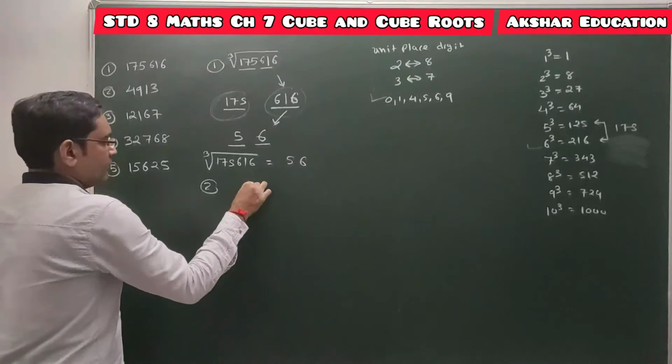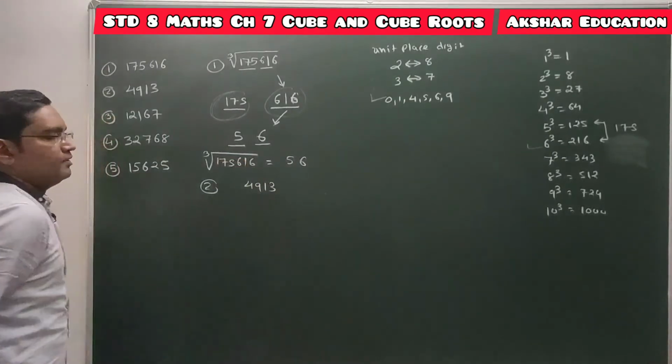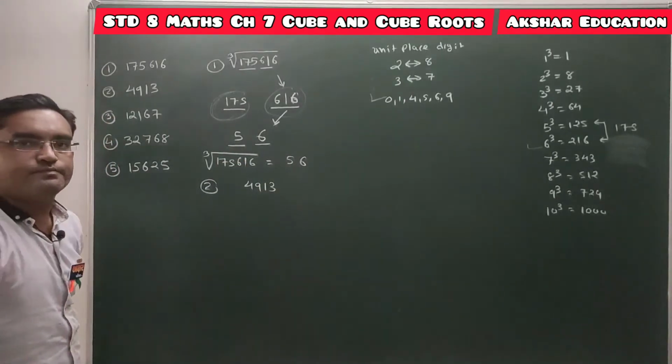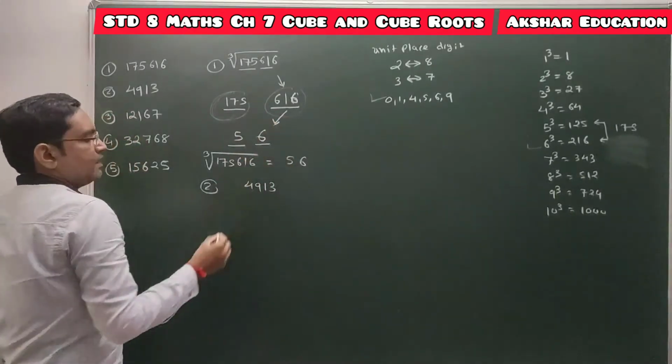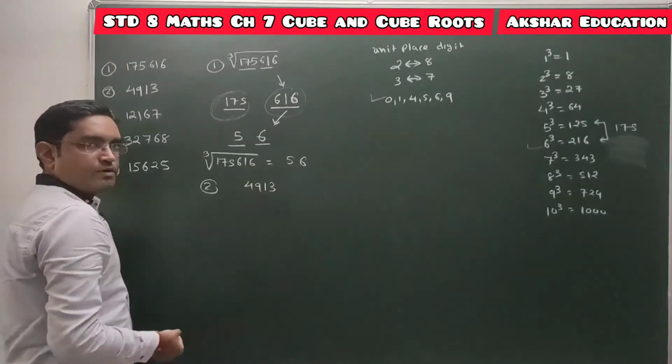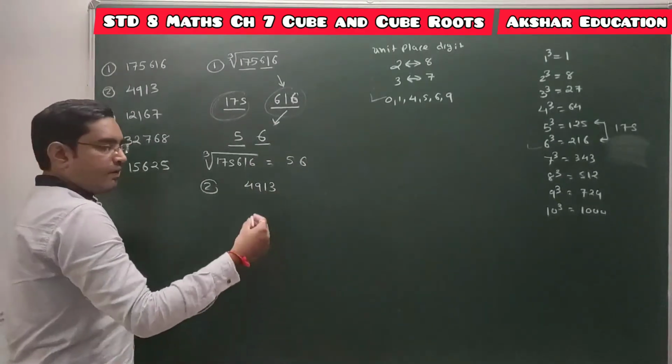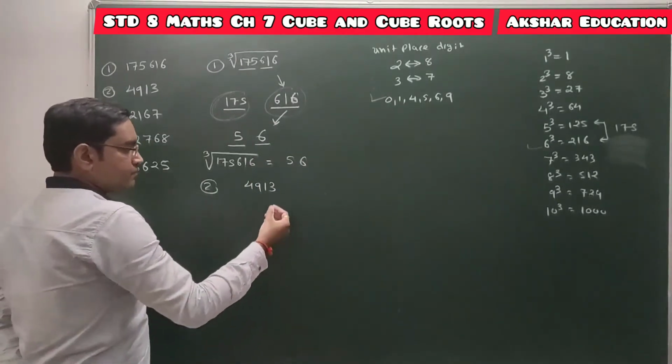चलो एक और सम. Find the cube root of 4913 by method of estimation. So first step, start making the groups from the rightmost digit, from the unit place digit, in digits of 3.